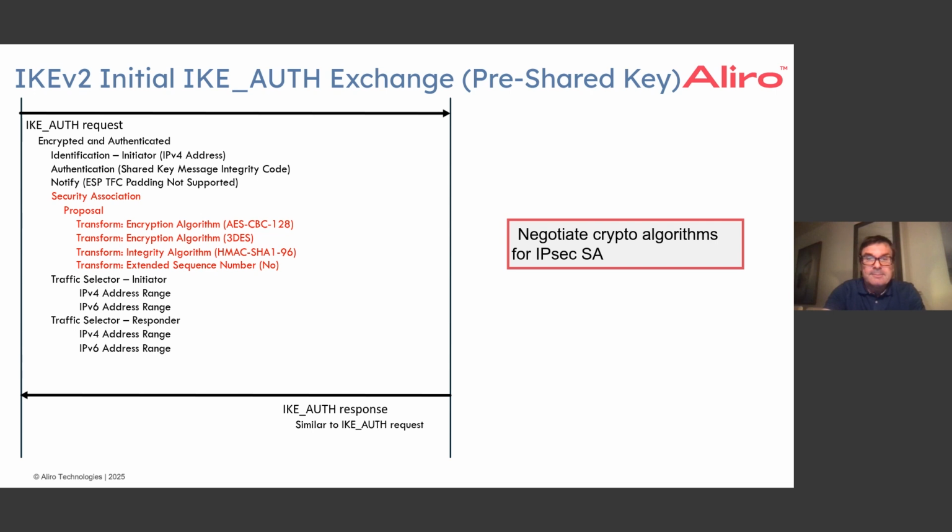Here we see another round of crypto algorithm negotiations, similar to what we saw before in the IKE init message. Except in this case, we are negotiating the crypto algorithms for the data plane IPsec Security Association, as opposed to the control plane IKE Security Association that we were negotiating previously.